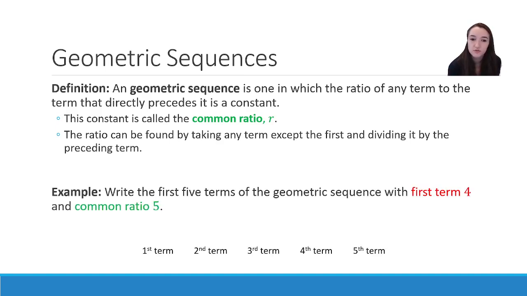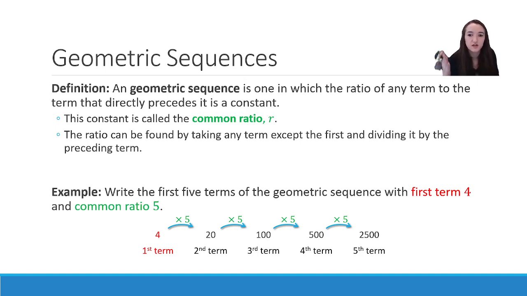For example, if I wanted to write the first 5 terms of the geometric sequence with first term 4 and common ratio 5, that means A1 is 4, and then I'm multiplying by 5. Common ratio means I just keep multiplying by 5. So 4 times 5 is 20. 20 times 5 is 100. 100 times 5 is 500. 500 times 5 is 2,500, and so on infinitely.